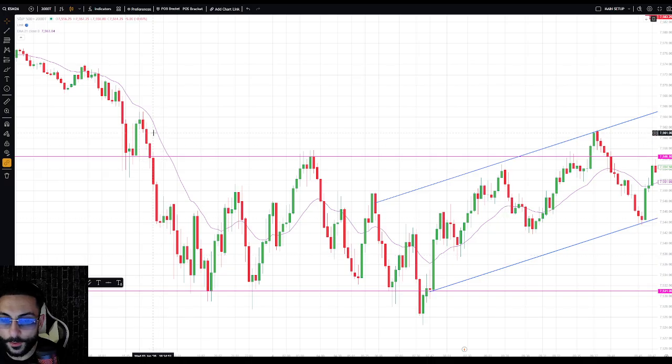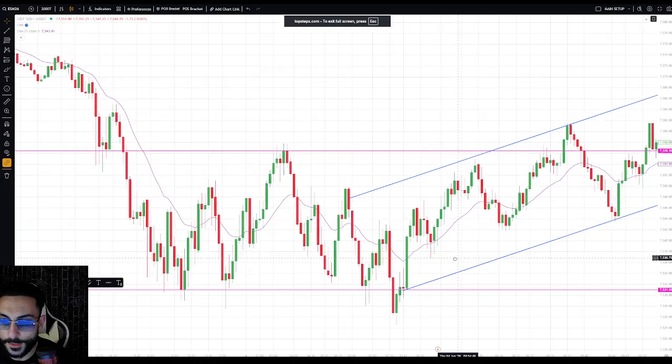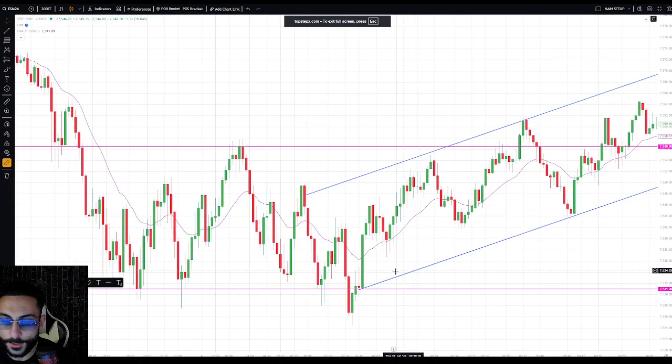Now, the only other supportive indicator I use is the 21 EMA, which is this purple line, and I solely rely on trends and price action to look for high probability setups.